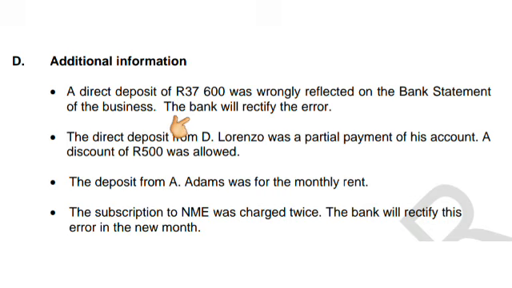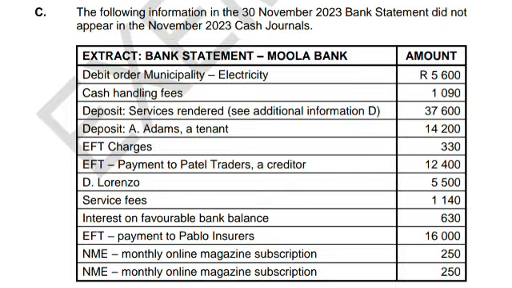So just to reiterate and read the statement again, it says a direct deposit of 37,600 was wrongly reflected in the bank statement of the business, meaning it's not of the business, it's there by mistake, and the bank will rectify the error. So we need to remind them where? In the bank reconciliation. So in our CPJ and CRJ, we are not going to enter that amount because it's not ours to begin with.